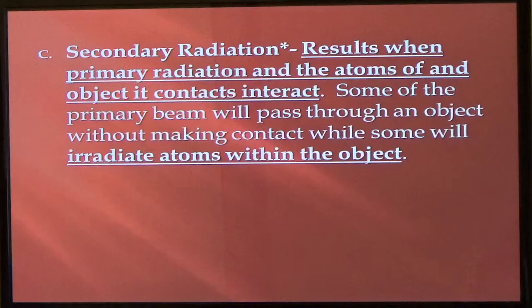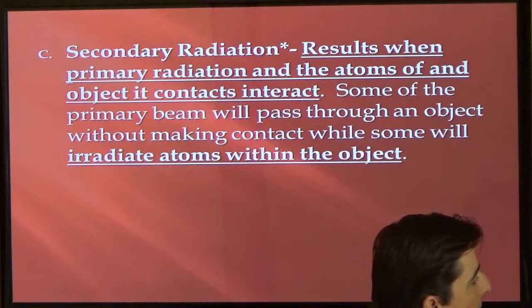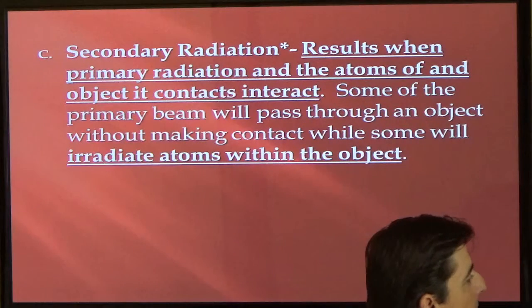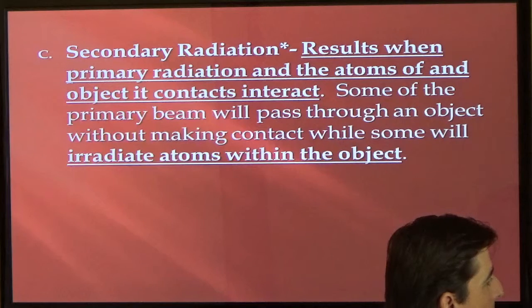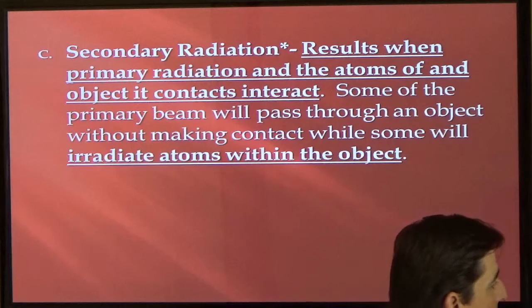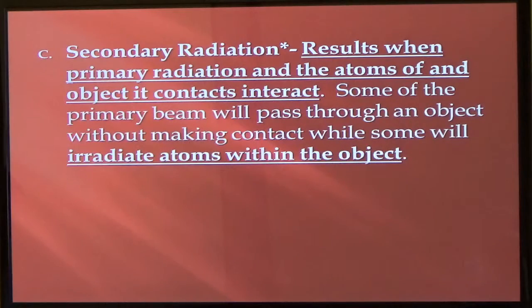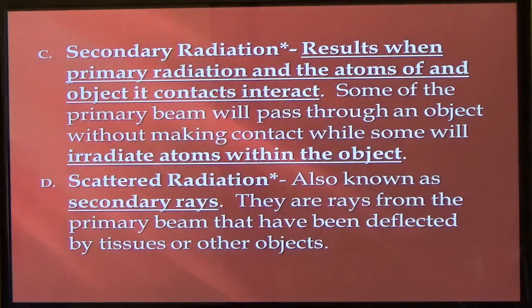So basically, the secondary and remnant are basically the same thing. So this part right here, after it goes through, is secondary and remnant. Okay, scattered radiation, again, it's kind of the same thing. Also known as secondary rays. They are rays from the primary beam that have been deflected by tissue or other objects.